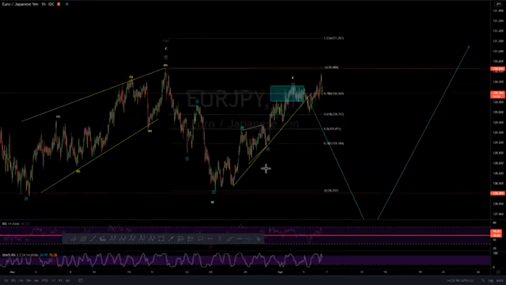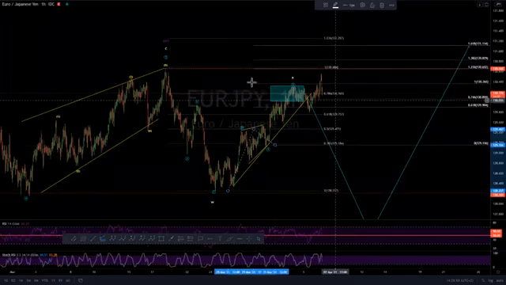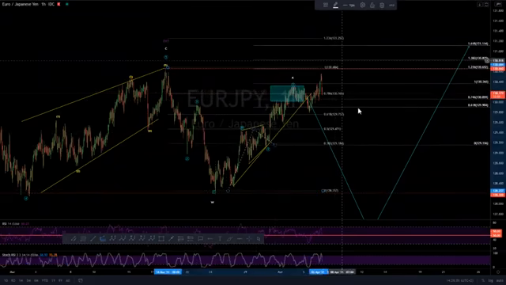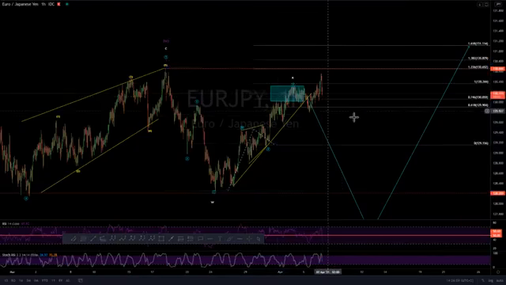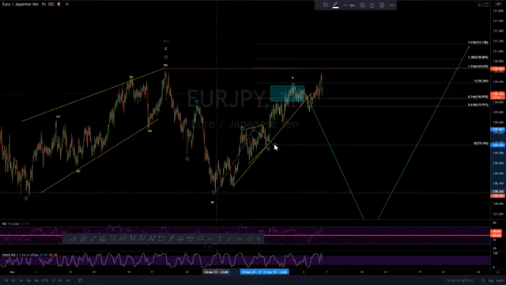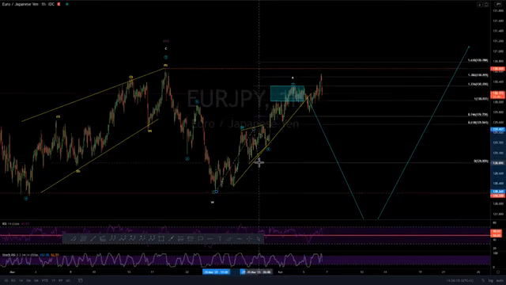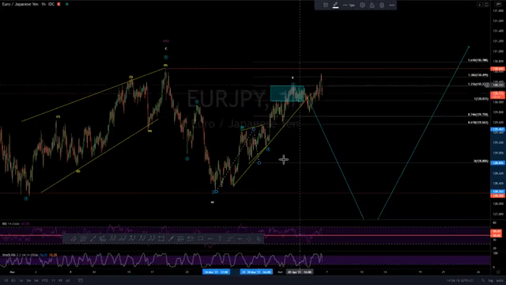Awesome, Tendai. Let's see if this blue box was violated. Right, so we are still within the blue box on Euro Yen. Okay, let me see. How did I plot that one? Okay, no, no. The blue box that you are seeing here is not valid.